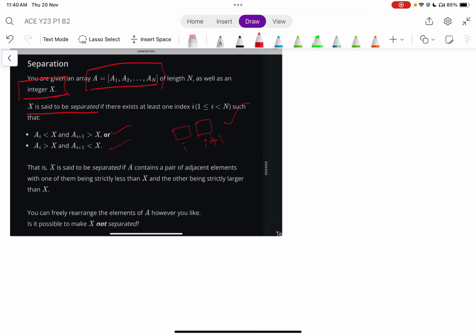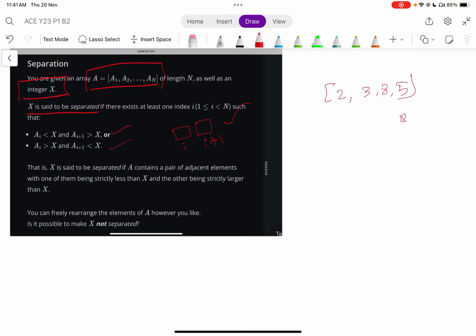If we are able to arrange the array in such a way where x will not be considered a separated number, then we need to return yes. If we are able to make x a not separated number, then we need to return yes. If we are not at all able to arrange the array where x will not be considered a separated number, then we need to return no. Okay, so let's see one example.